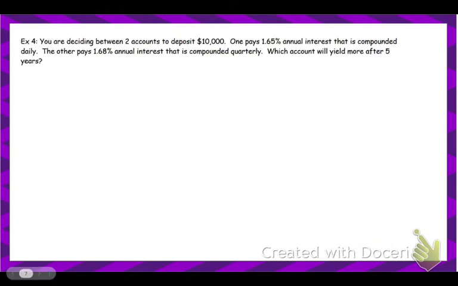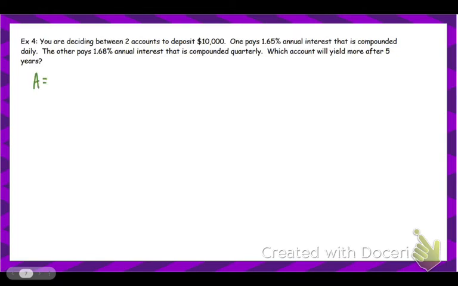So you're deciding between two accounts. One pays 1.65% annual interest that is compounded daily. The other is 1.68% annual interest and it's compounded quarterly. We want to see which account is going to have more after 5 years. So let's look at both of these setups.